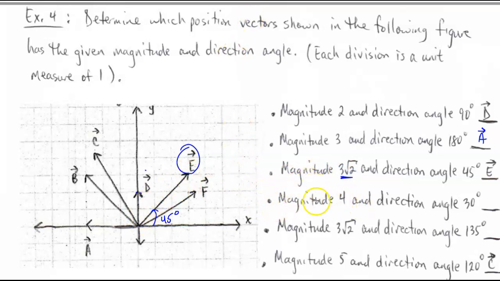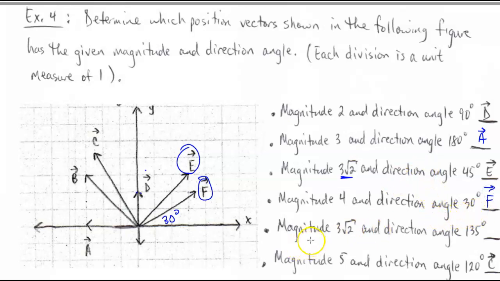Now, we see a magnitude of 4 and a direction angle of 30 degrees. Out of all of the vectors that we have here, this is the only one that looks like it has a direction angle of 30 degrees, because it's got to be smaller than the 45 degrees that we saw for the previous one. So let's try to get that to actually right here. So that's 30 degrees. So F would be the answer for this one. So vector F.